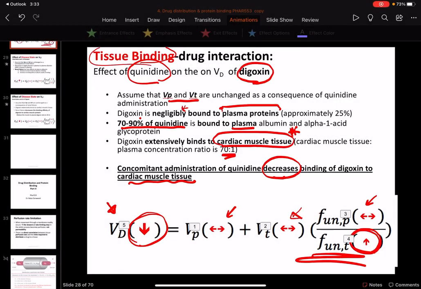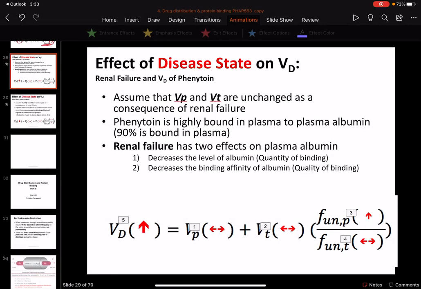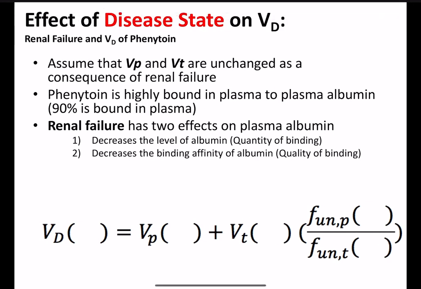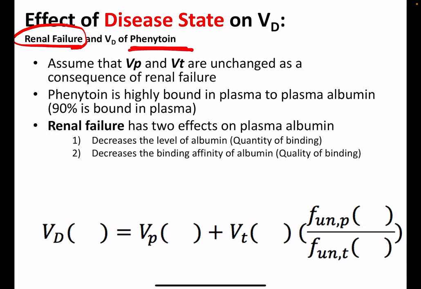If we are talking about the effect of the disease state on the volume distribution, we're talking about one disease effect, which is renal failure, on the volume distribution of phenytoin. We are assuming again that the volume of the plasma and the tissue is not changing or is not affected, so they are constant. And phenytoin is highly bound in plasma to plasma protein, so it's highly bound to plasma albumin. 90% is bound to albumin.